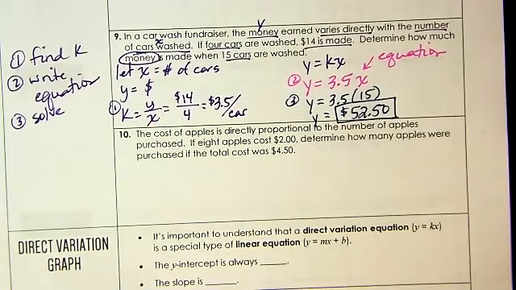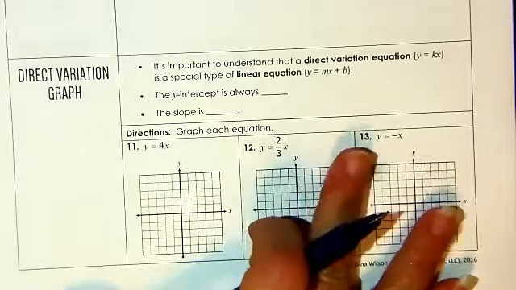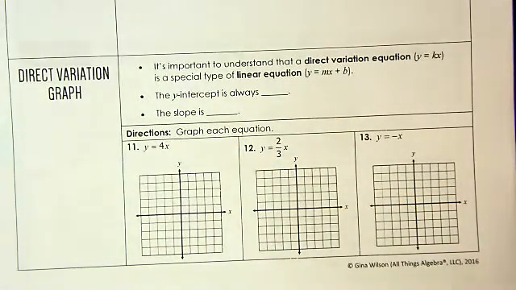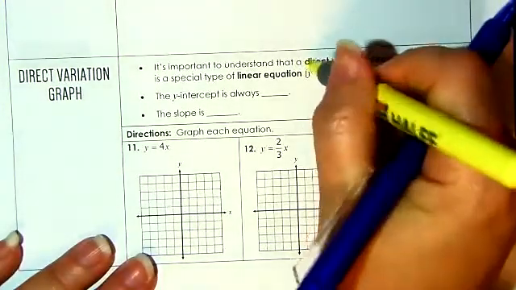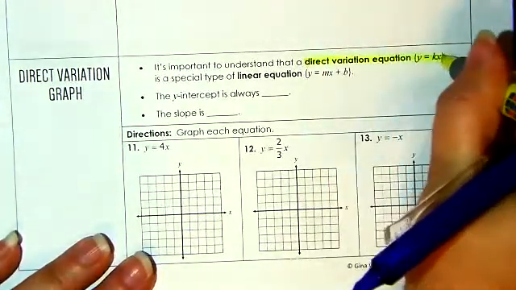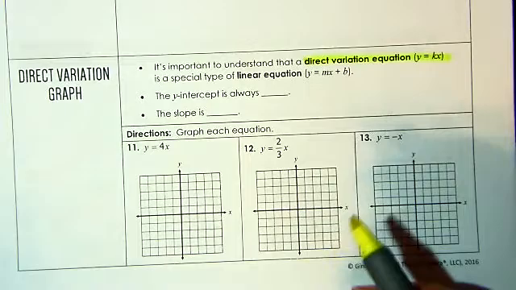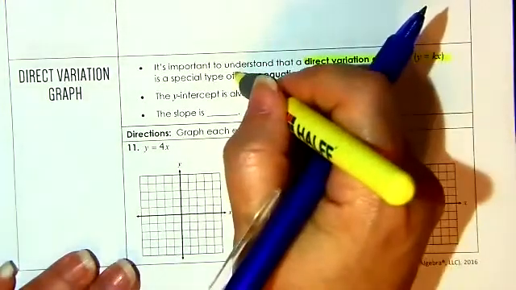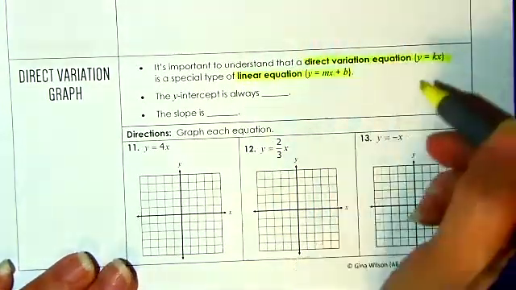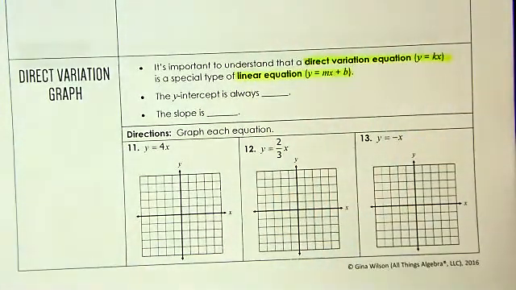Okay, that took care of word problems. Now we're going to talk about graphing direct variation equations, and then we're done. It is important to understand that a direct variation equation, which is in the form of y equals kx, is just a special type of linear equation, which is in the form of y equals mx plus b. They all represent a line. So your graph is supposed to be a straight line.